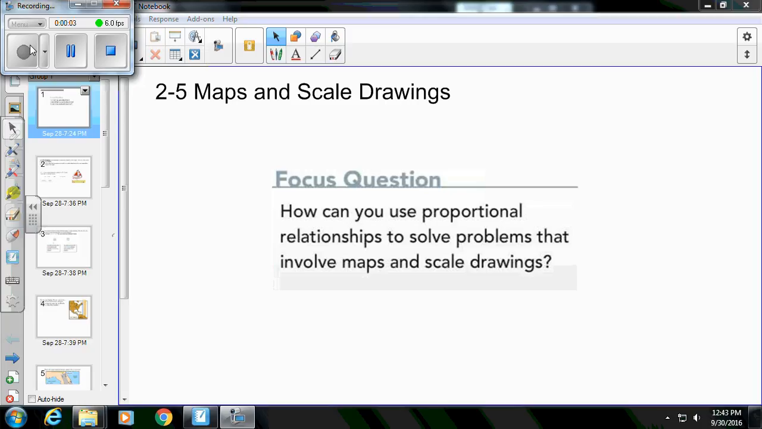Welcome to another lesson with Mrs. Abdu. Today we're talking about maps and scale drawings. Our question: how can you use proportional relationships to solve problems that involve maps and scale drawings?